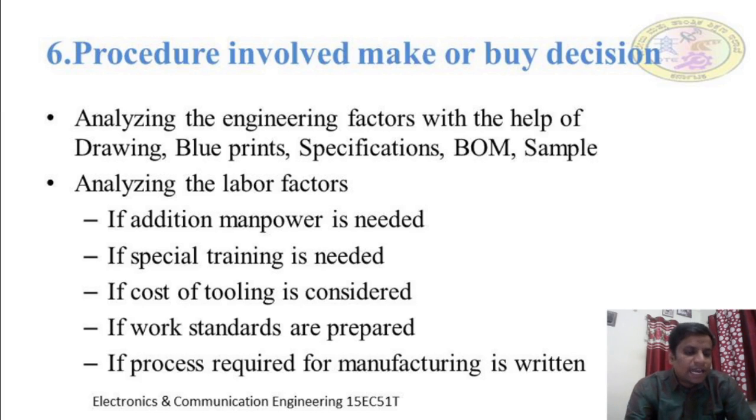Second factor is analyzing the labor factors. Second procedure: what we need to analyze, we need to think about how many laborers will be required to make a decision or to buy a decision, to manufacture ourselves or to buy a product from another company. If additional manpower is needed, if special training is needed for the employees, if the cost of tooling is considered.